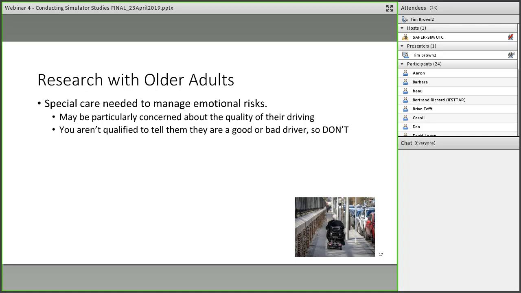That's one of the common things we get with older participants when they come in: they're worried about how well they're driving, and they're asking for some validation about whether or not they're still safe to drive. Unfortunately for them, most of us are not qualified to provide any input on that. We just know how they drove in our simulator study, and just because they drove well in the study doesn't mean that they're safe to continue driving on the road. And just because they may have had a crash in our simulator doesn't mean that they're unsafe. So we just have to be careful about how we're interacting with them and what information we tell them.